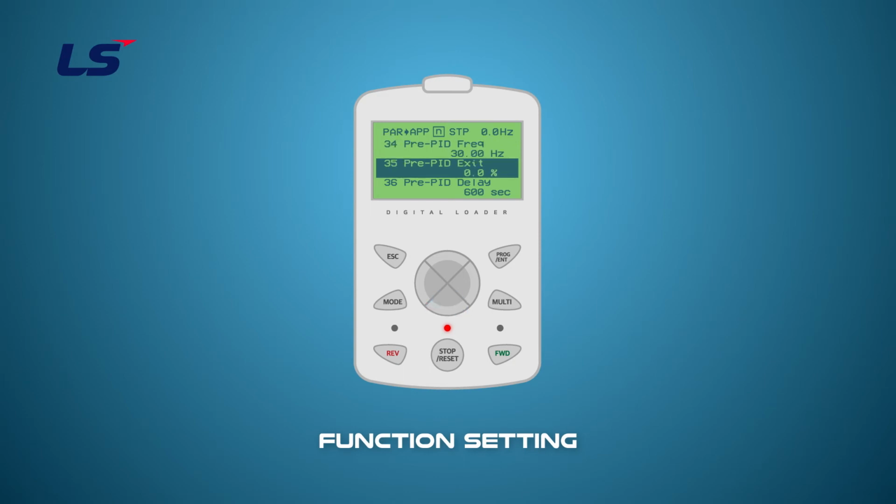In APP35, set the level to start PID operation. In this example, we will set it to 30%. In APP36, set the delay time until the PID operation starts when the feedback value reaches the level set in APP35. In this example, we will set it to 10 seconds. After all parameters are programmed, let's run the pump and check the operation.